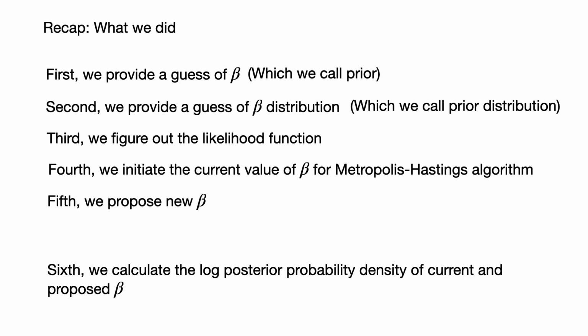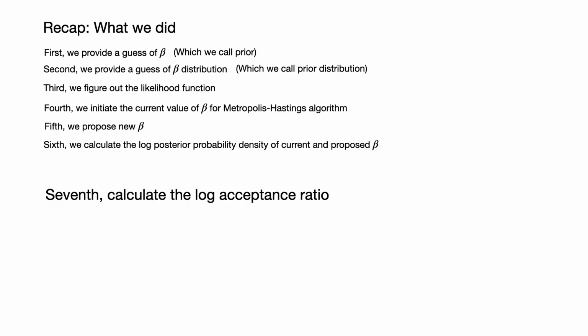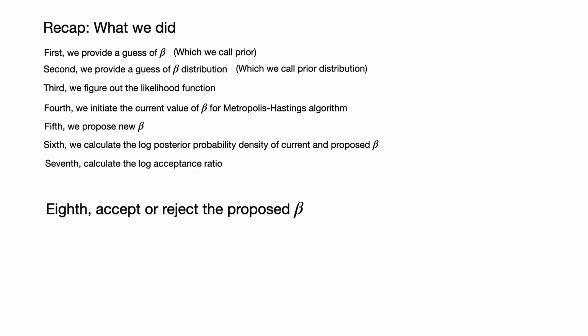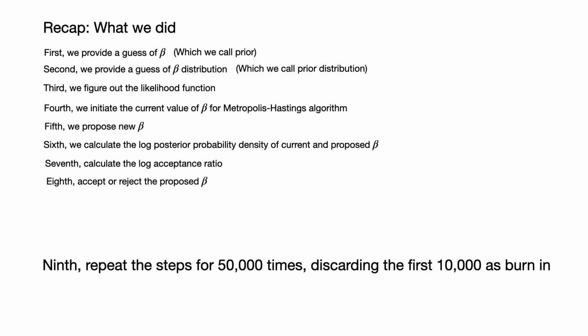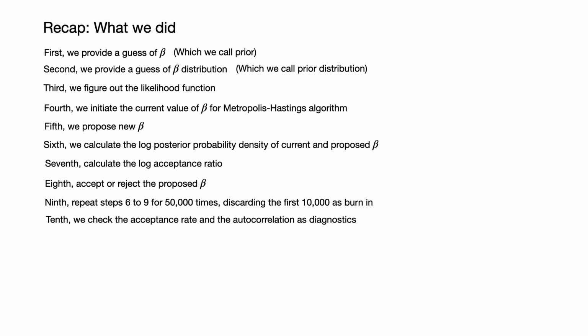Sixth, we calculate the log posterior probability density of the current and proposed beta using Bayes' theorem. Seventh, we calculate the log acceptance ratio. Eighth, accept or reject the proposed beta. Ninth, repeat the steps 50,000 times, discarding the first 10,000 as burn-in. And tenth, we check the acceptance rate and the autocorrelation to make sure that everything goes well.